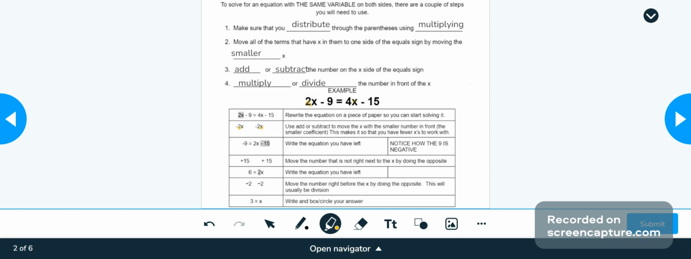Okay. Next, I get to add or subtract the number that is on the x side. From this point, I have two sides of the equal sign. I have an x on the right side and no x's on the left. So I'm going to cancel out that number that is by itself that has no x next to it. In this case, it's that minus 15.